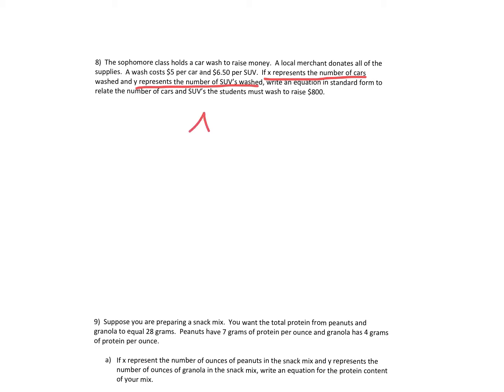Remember, standard form is AX plus BY equals C, where A, B, and C are integers. Remember that part, that they have to be integers, not decimals or fractions. And we want the equation to show the number of cars and SUVs that they must wash to raise a total of $800. So I know this is going to equal 800. And I know it's $5 per car, so 5x plus, and it's $6.50 per SUV, so 6.5y.